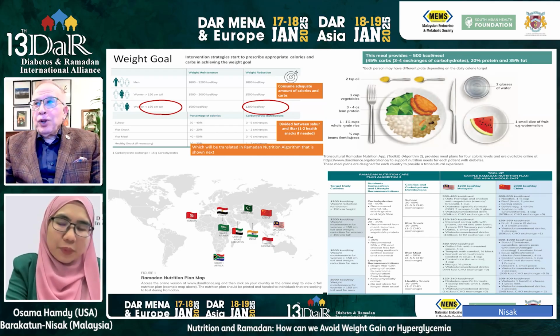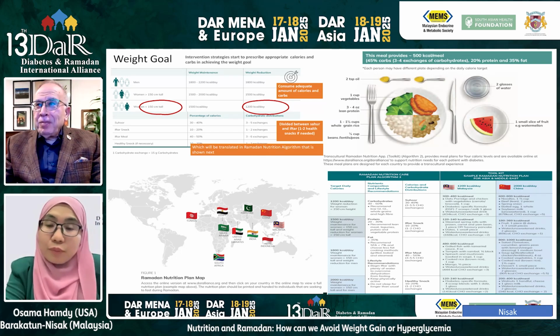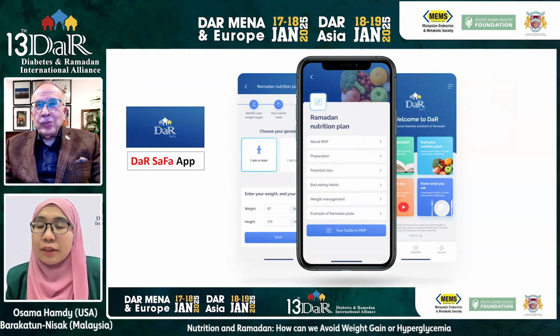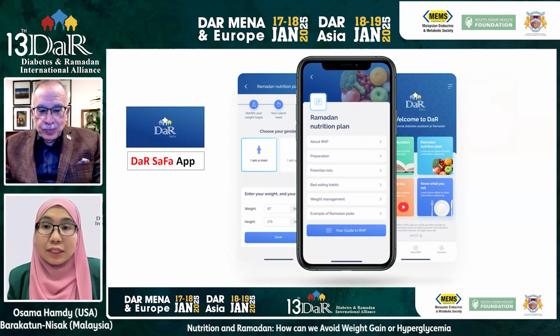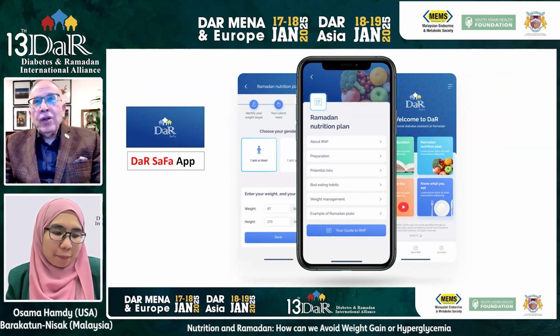So I know it has been developed for several countries, as you can see on the map. Do we have an app that can help people? Oh yeah, this is the uniqueness of our diabetes and Ramadan guideline, where most of the nutrition information has been translated into the Dar Safa app. The Dar Safa app is a guide to ensure our patients not only fast safely during Ramadan, but also practice a healthy eating habit, which can be carried on after Ramadan. So we do have this in apps as well as in the web-based version, Dr. Hamdi.